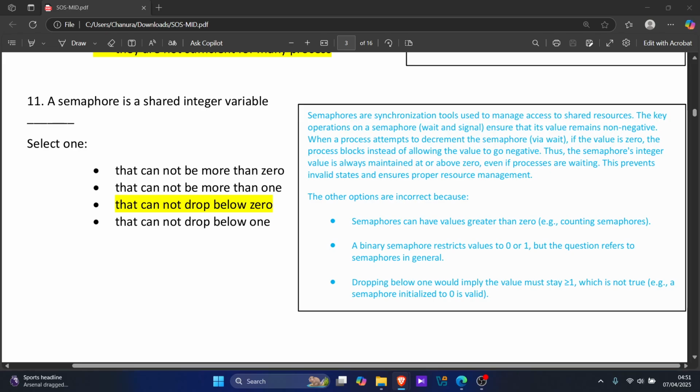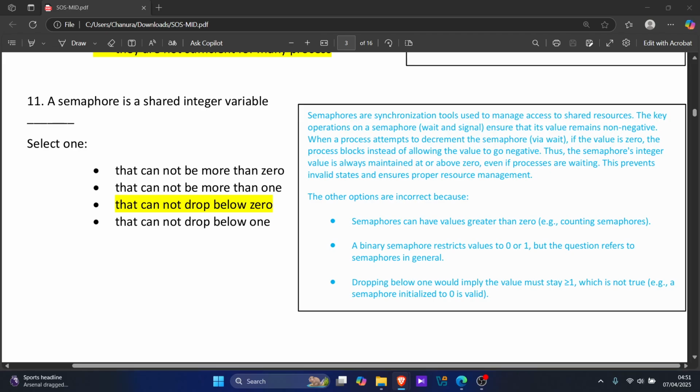The fourth option is that it can't drop below 1. But if a semaphore is initialized to 0, which is valid, then it can be 0. So that's not right either. For example, a semaphore used for signaling might start at 0, and processes wait on it until another process signals, incrementing it. So the value can be 0, so dropping below 1 is allowed as long as it's not negative.